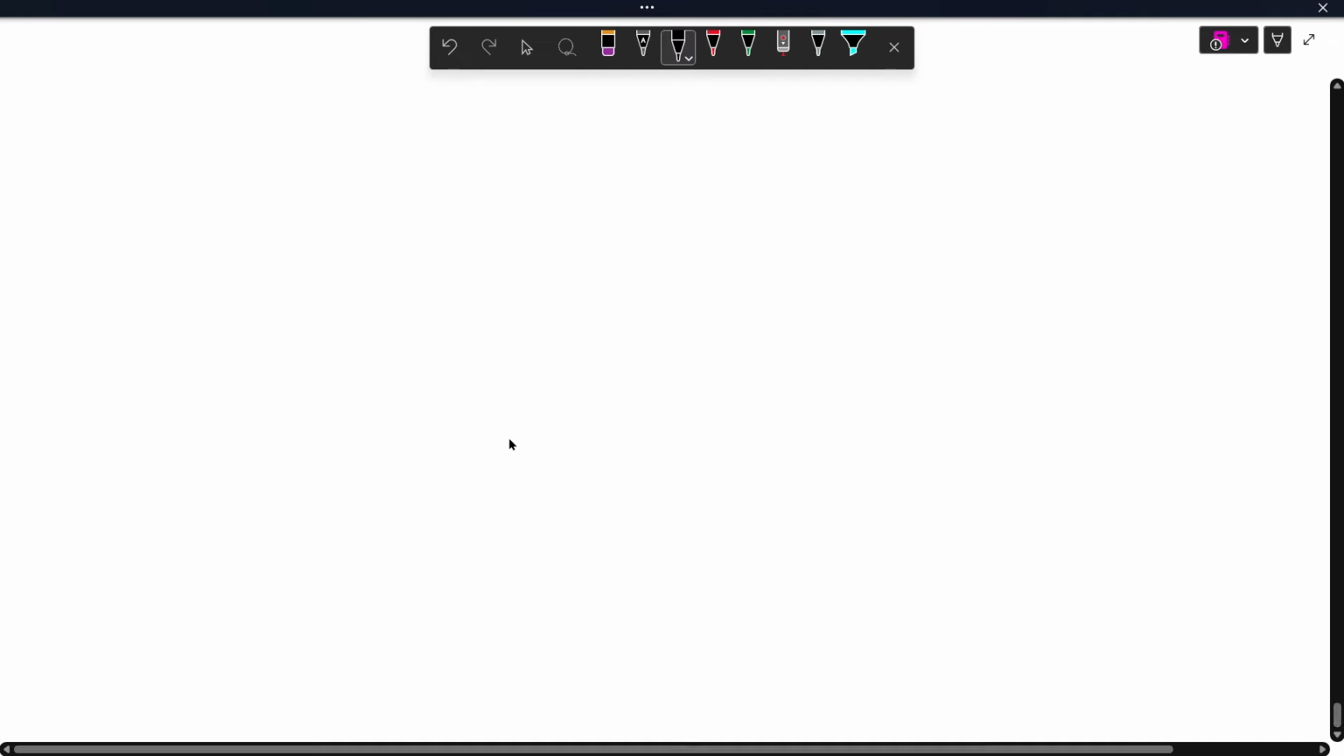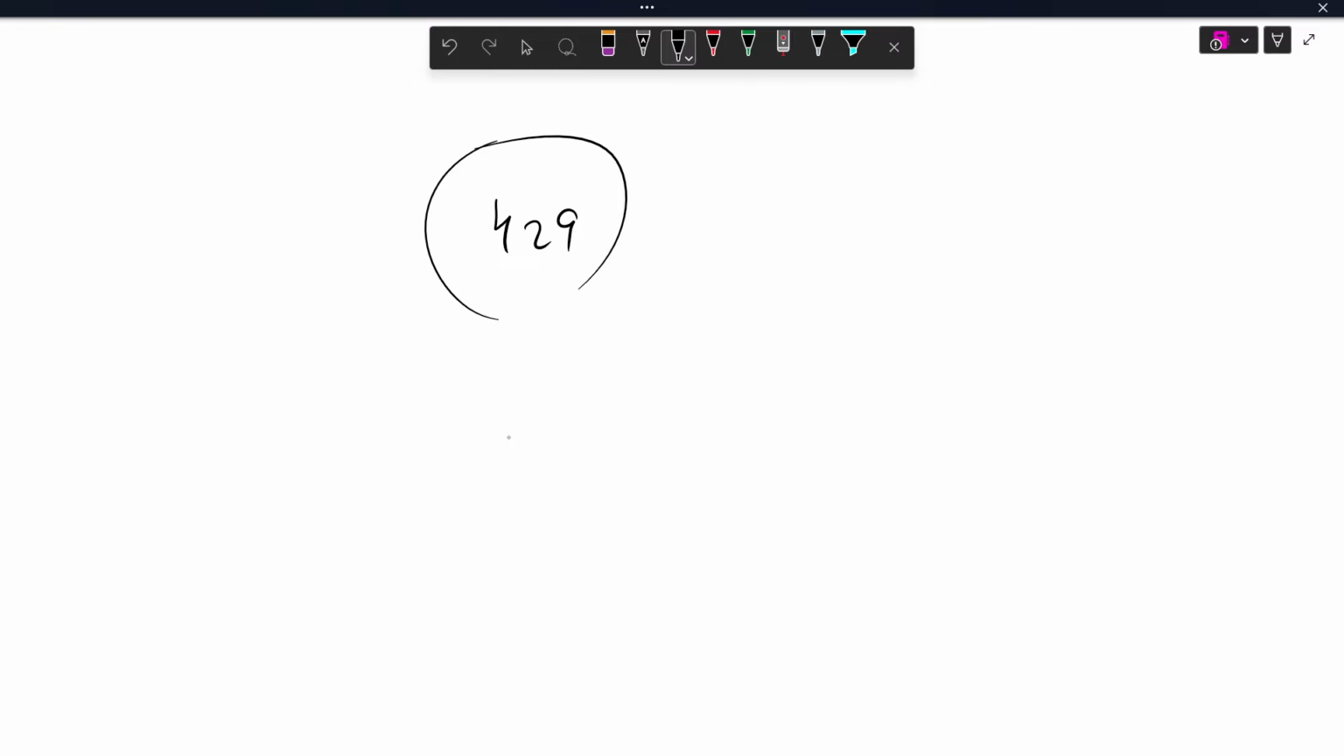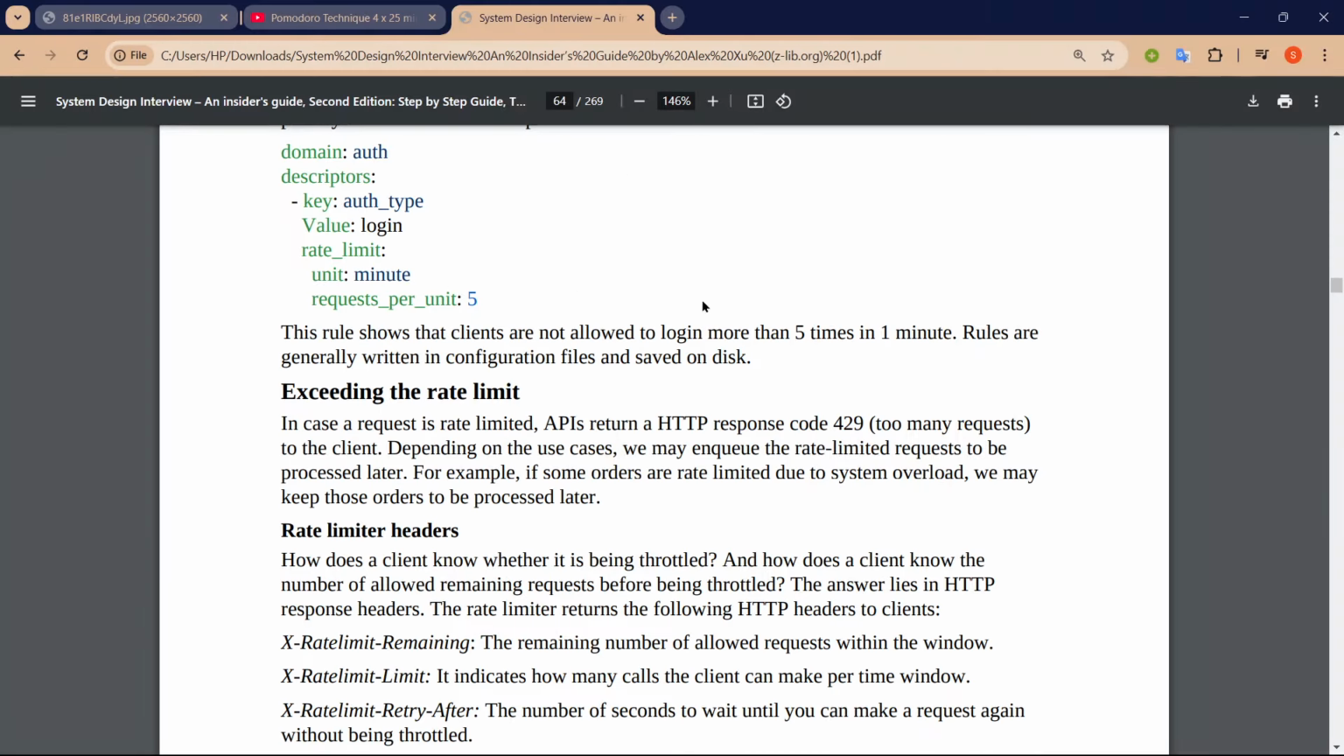भाई अब तो याद हो गया. 429 is the HTTP response. It is rate limited. ठीक है.